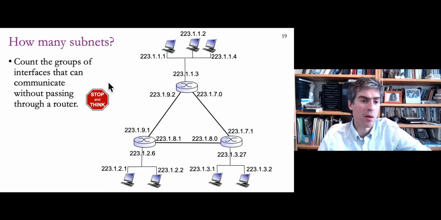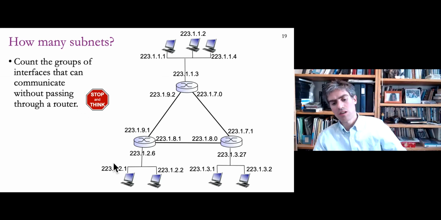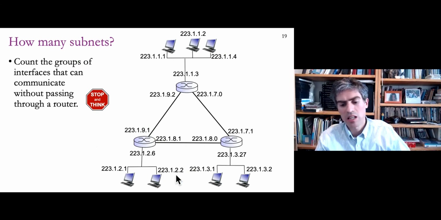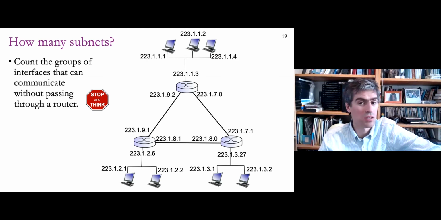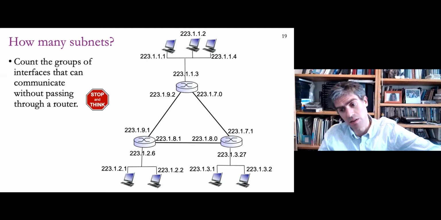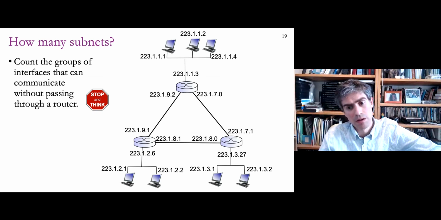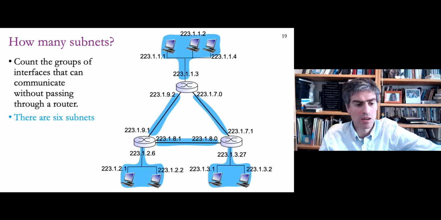Try to count them. And remember that subnets are groups of interfaces that can communicate without passing through a router. So how many clusters of interfaces can you find here that can communicate without going through a router? And each of those is a subnet. So try to identify those and count them, and let me know what you come up with. All right, I hope you did that. So the answer actually is 6.